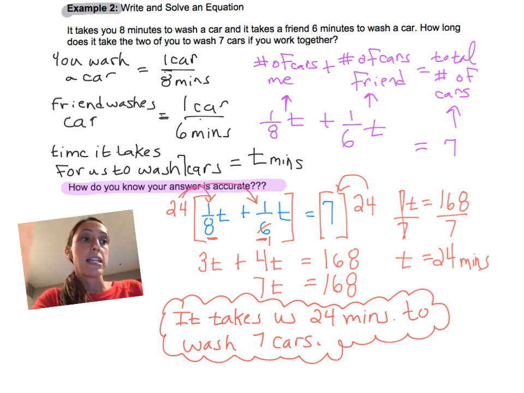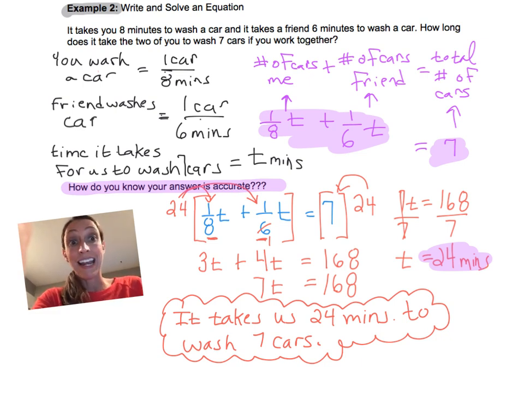Well, you could very easily take your 24 minutes and plug it into the equation and make sure that it checks out. So if we did 1/8 of 24 plus 1/6 of 24, we get 3 plus 4, and that's 7. So that definitely works. Another way is that it just seems logical. I didn't get a negative number, right? It's not like I went back in time.